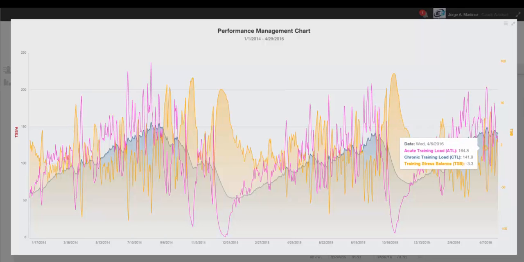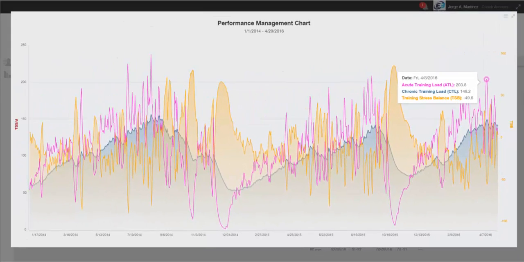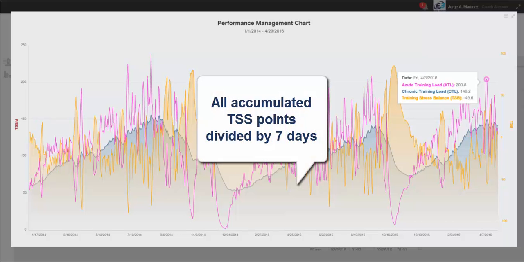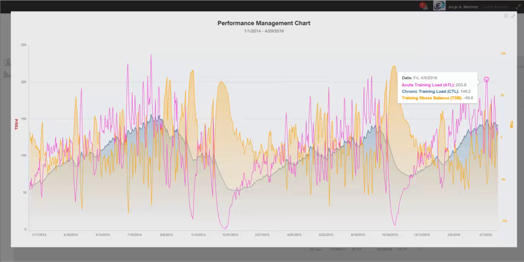So in this particular case, she might have done a workout that accumulated a lot of fitness, but you can also see it accumulated a lot of fatigue, 200 points. How's that calculated? Well, you take all the training stress score points that you have accumulated over time, and you divide that by 7 days. Why? Because fatigue, you accumulate faster, but you also shed it faster. So if you do a workout today, it's going to take you roughly 12, 24, 48 hours to start recovering or fully recover from that session.